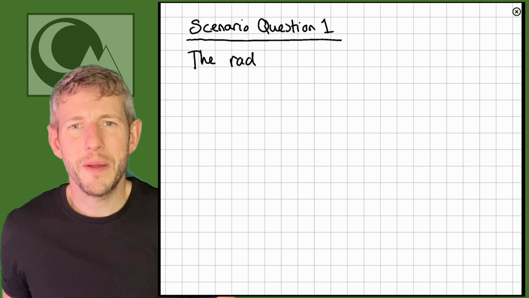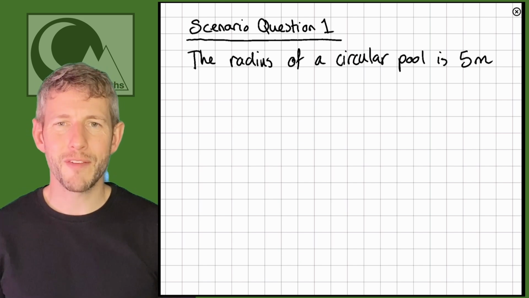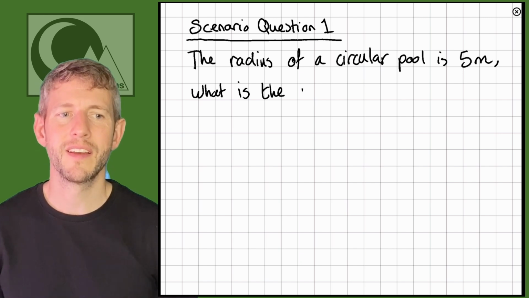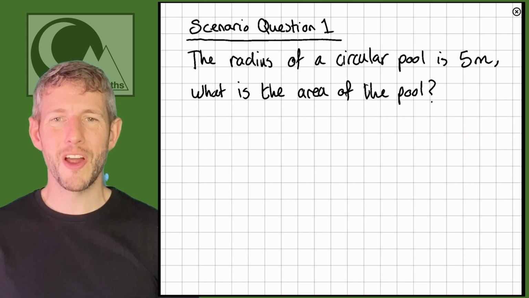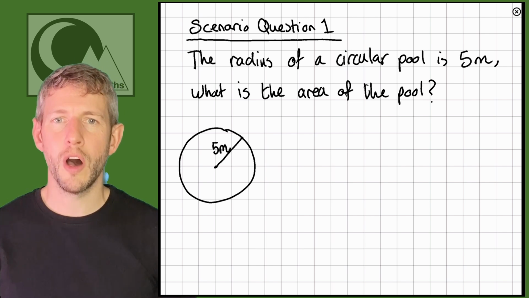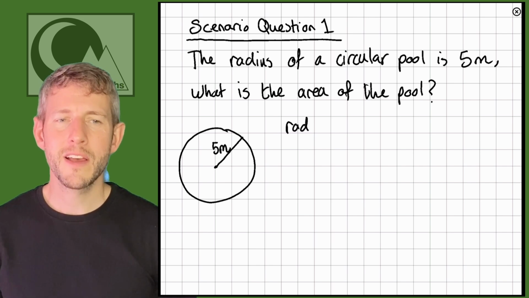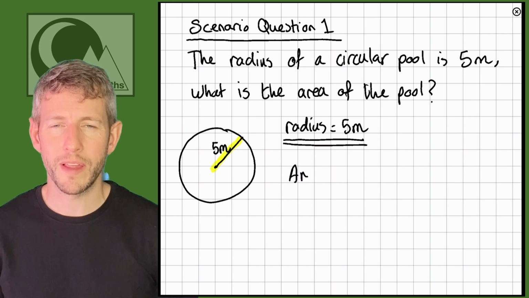Okay, so here we go. We've got scenario question 1. Scenario question 1 says, the radius of a circular pool is 5 metres. What is the area of the pool? Okay, this is a nice question, so I can just quickly draw a circle here. It's got a radius of 5 metres. So that means from the centre to the outside of the circle is 5 metres. So I'll draw that in.